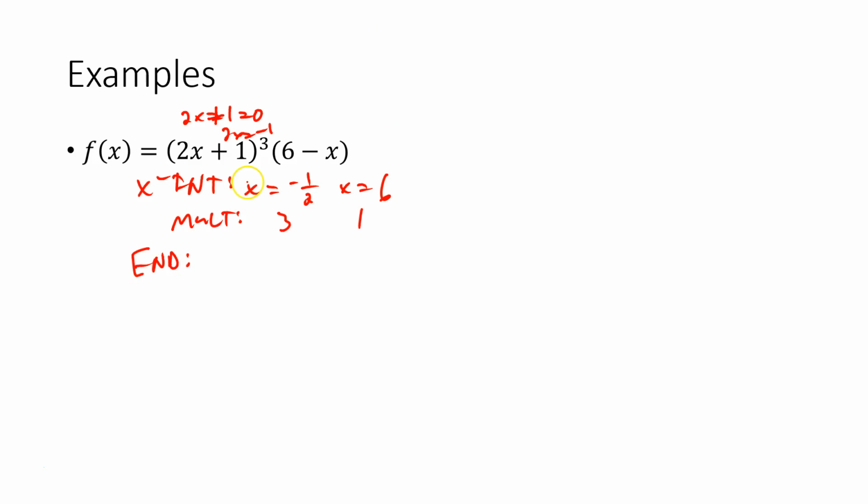End behavior. Well, let's look at our x's. We have a negative x here times a 2x here, so it's going to be a negative 2x squared. So negative 2x squared has a negative leading coefficient, and we have an even power. So that means it's going to look something like this. Okay, something weird's going to happen in the middle.